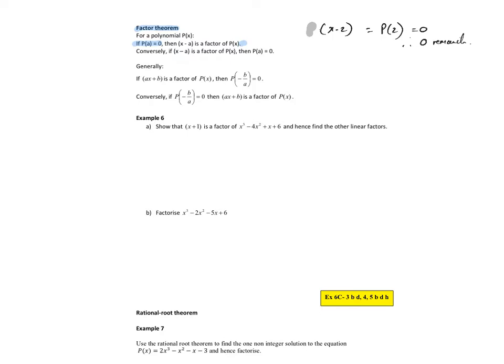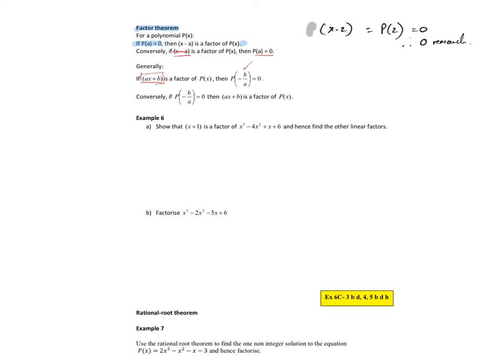10 divided by 2 is 5. There's no remainder, so 2 and 5 are both factors. So that's what we're looking at. So we tend to go the other way. So if x minus a is a factor, well then p of a has to equal 0. Or in a general form, if ax plus b is a factor of p of x, then p of negative b on a has to be 0.